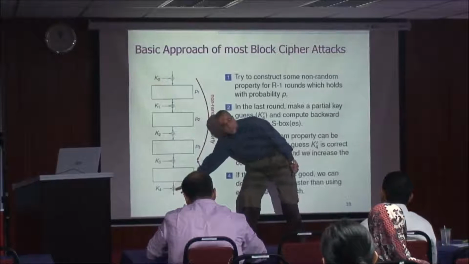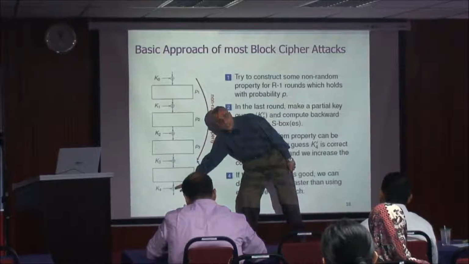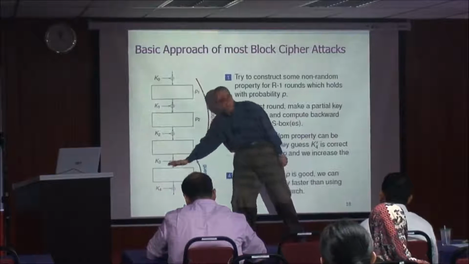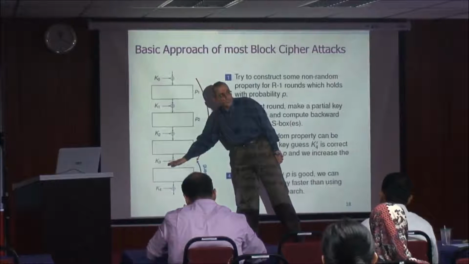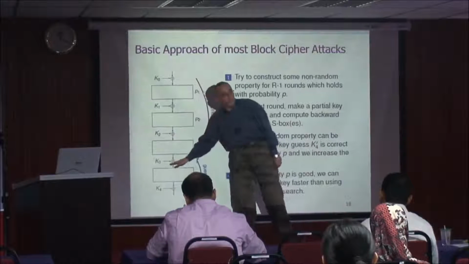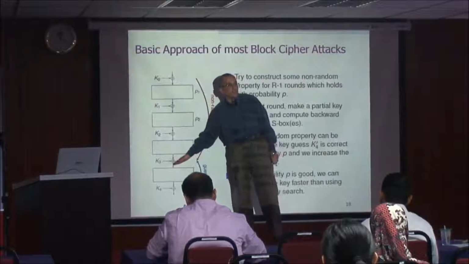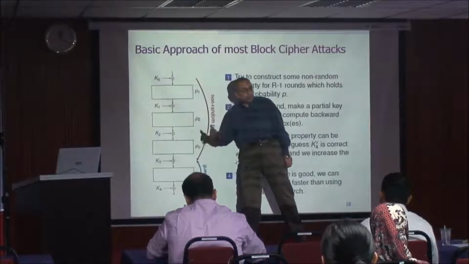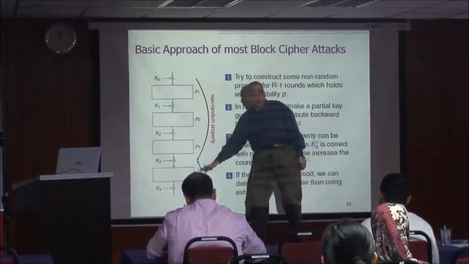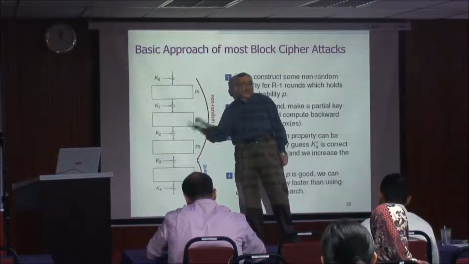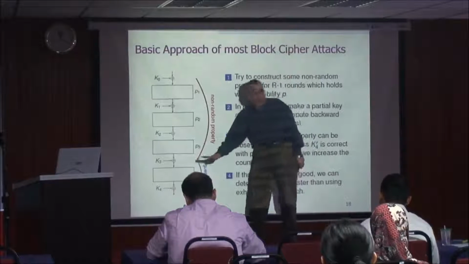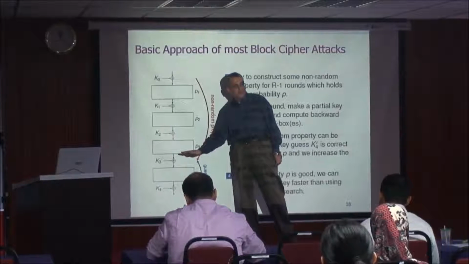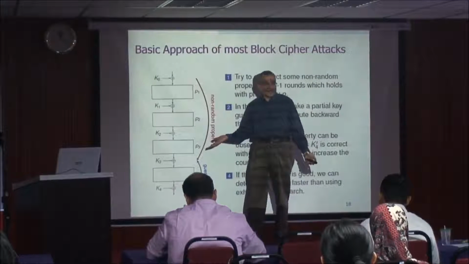So if I guess the value of the key, this is the only unknown here. If I guess it here, I can peel off the last round. If I peel off the last round, I can test whether my property holds or not. If my property holds, it means that my key guess is correct. But if my property does not hold, it means that I made the wrong guess. So basically, this is how you're going to attack the cipher.